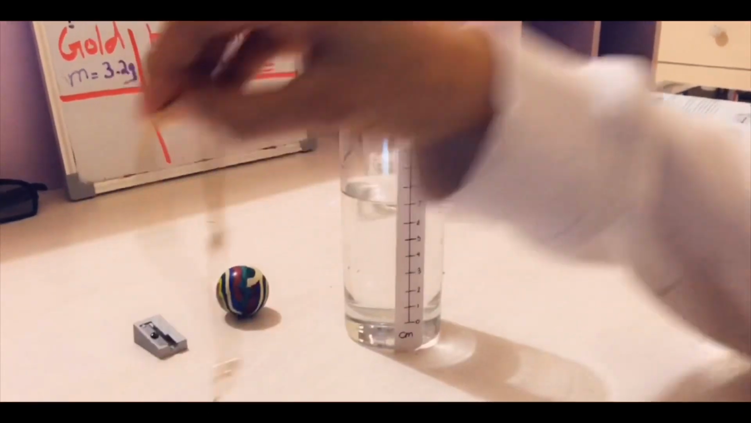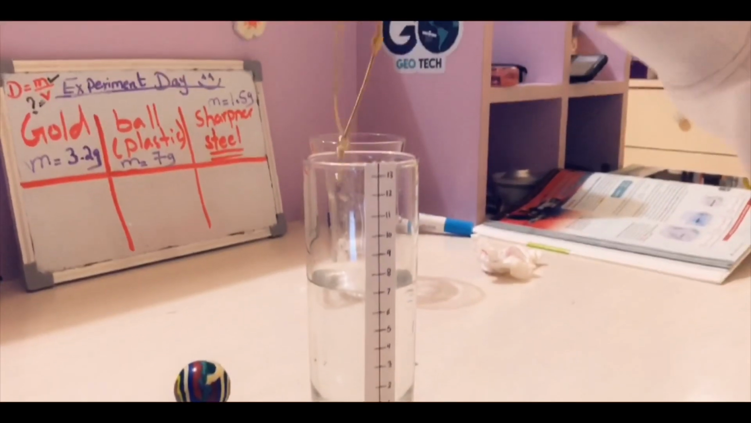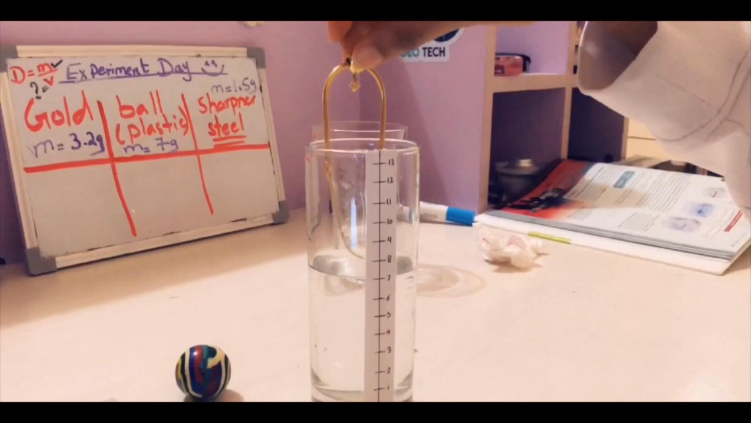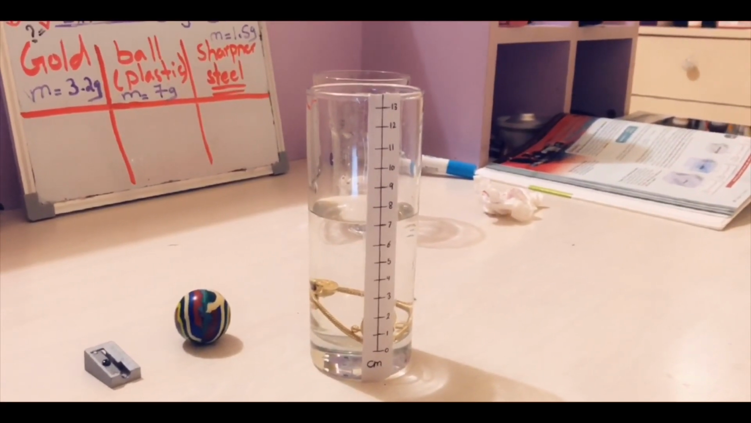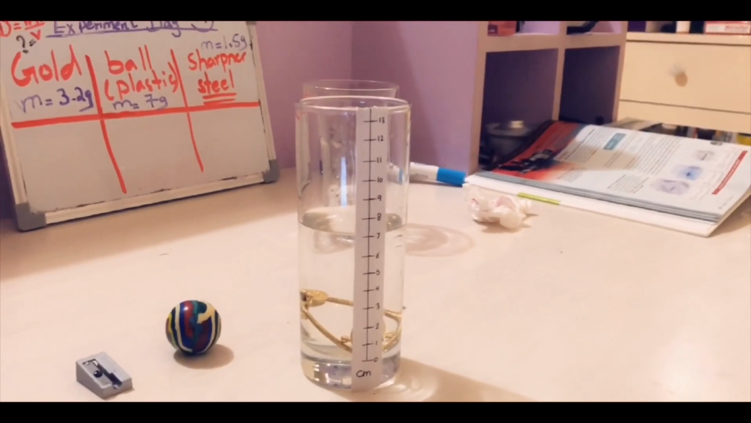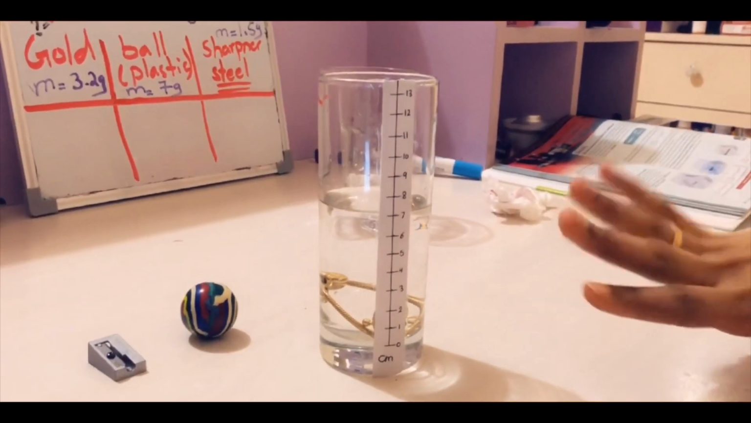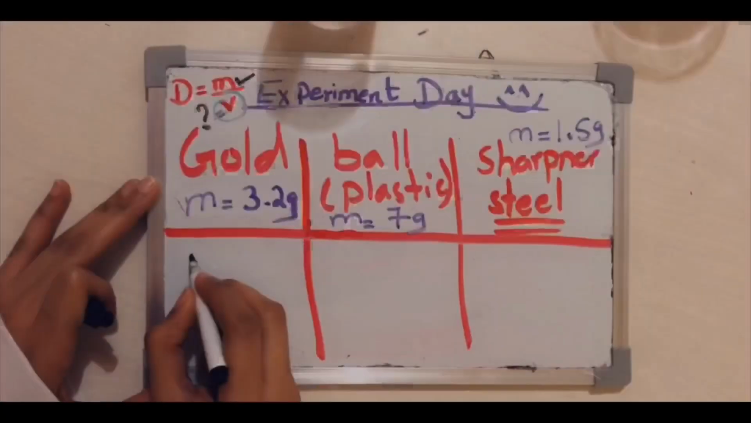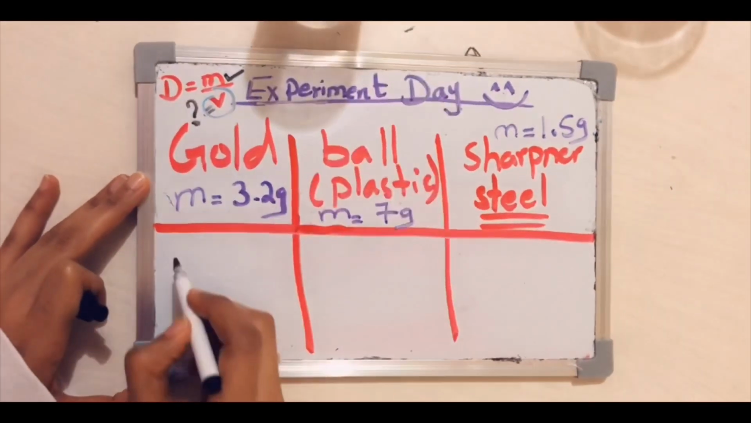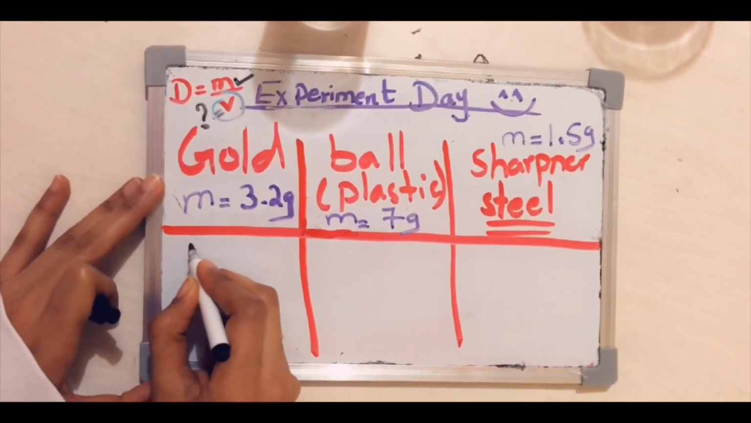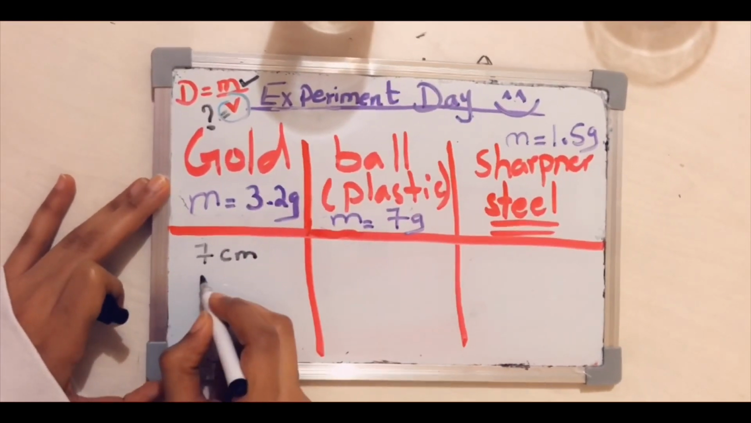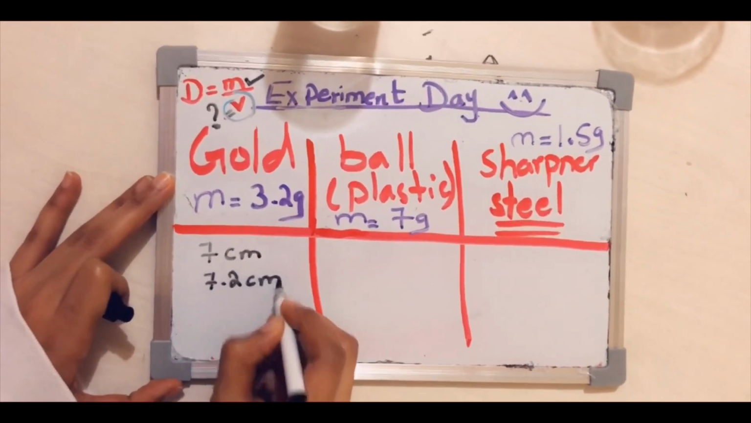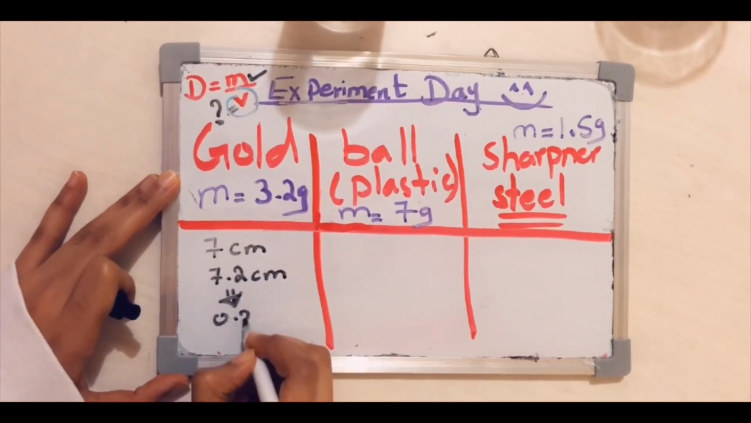So now I'm gonna start putting in the bracelet. Let's see. It just kind of increased to like 7.2. It's not very precise, but it's around 7.2. At the start, the length in this measuring cylinder was 7 centimeter. Now after I added the bracelet, it became 7.2 centimeter. So it got more by 0.2 centimeter.